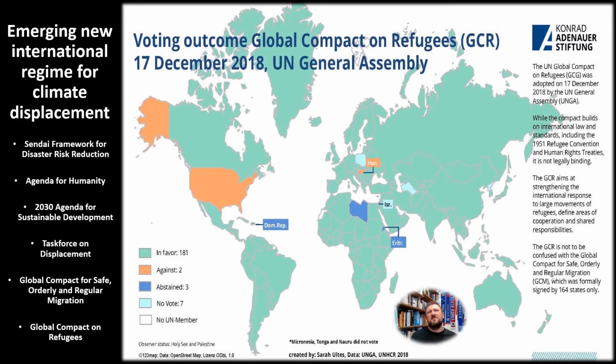However, there is a proto-emerging new refugee regime that's been forming through and also in concert with the Nansen process. And this has been addressed in a number of instruments that have popped up over the last 10 years. So these include the Sendai Framework for Disaster Risk Reduction, the Agenda for Humanity, the Agenda for Sustainable Development, the Task Force on Displacement, which was established within the Paris Agreement, and most recently, the Global Compact for Safe, Orderly and Regular Migration and the Global Compact on Refugees.